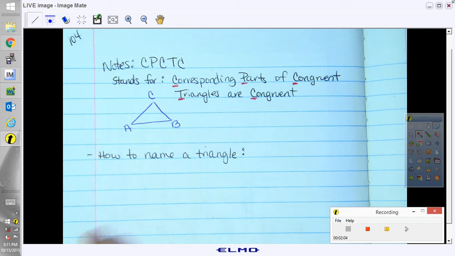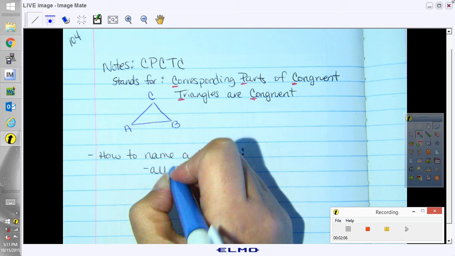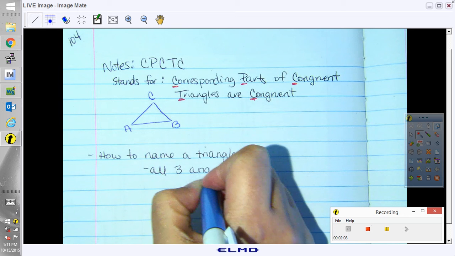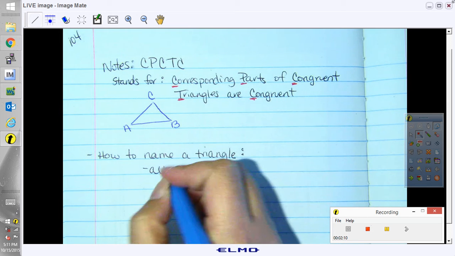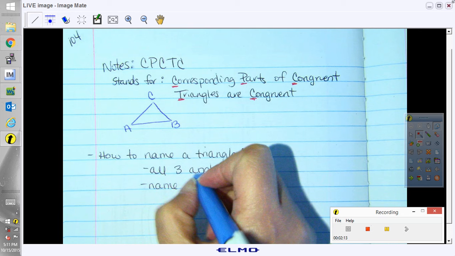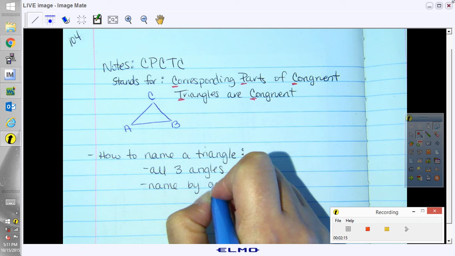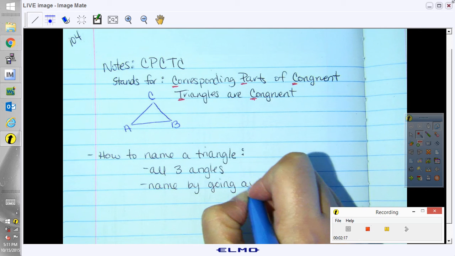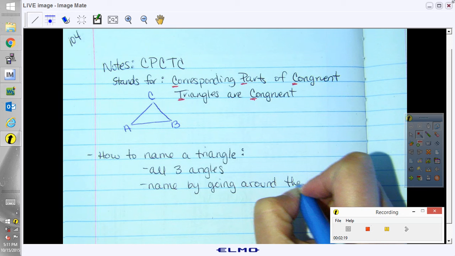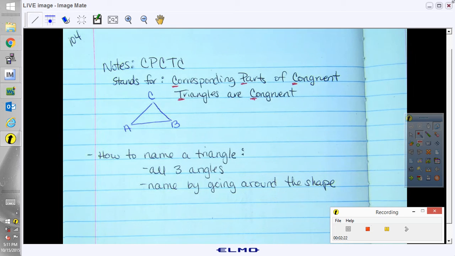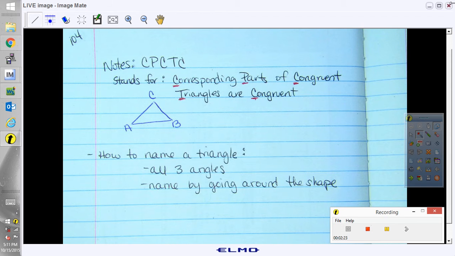So to name a triangle, what you need is all three angles. And you name by going around the shape. This is mostly important, naming going around the shape, when you have a quadrilateral. So you would name this by going A, B, C, D. You would never go A, C, B, D. You would need to go all the way around the shape.